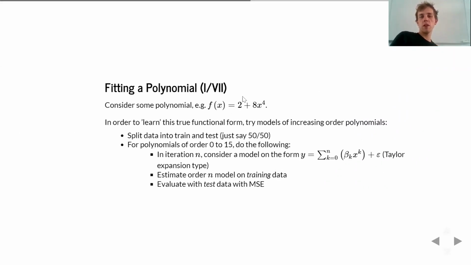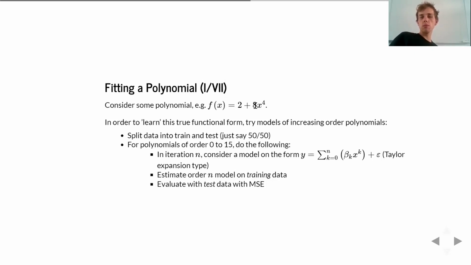We have that f of x is equal to 2 plus 8 times x to the power 4. Now suppose that y is actually given by this relation plus some additional noise. So this is the data generating process. How do we learn this true functional form? We'll try different models with polynomials of increasing order. That's what we're going to do in this example.